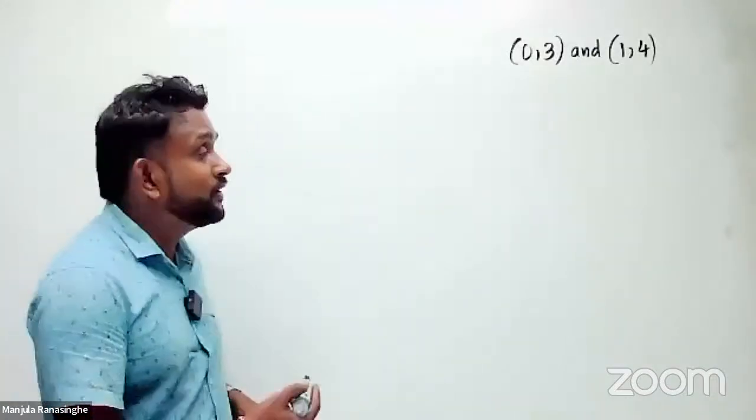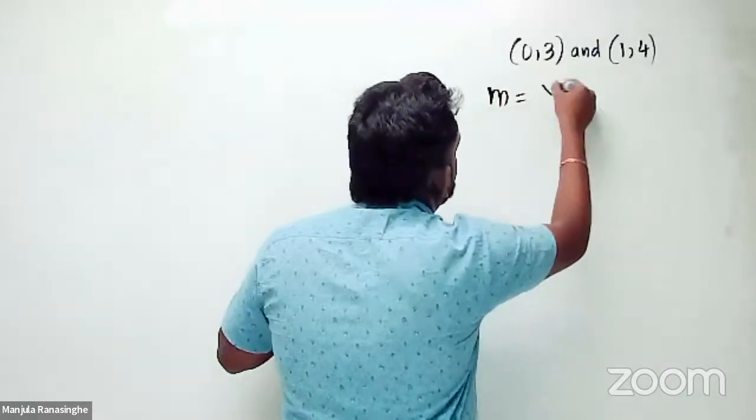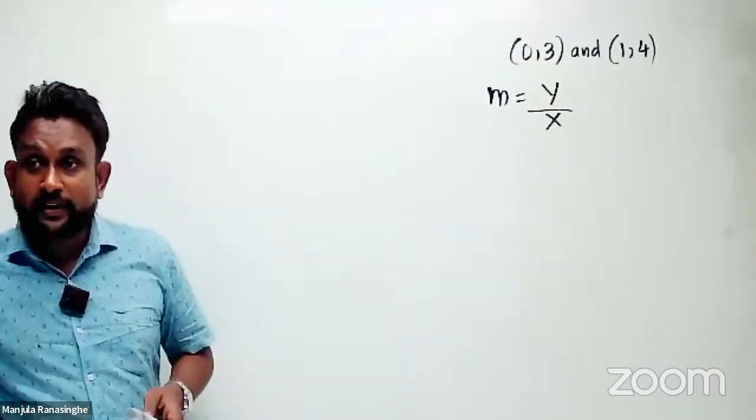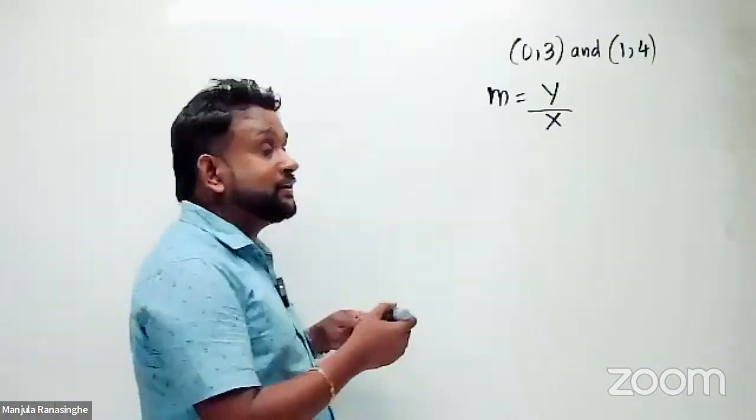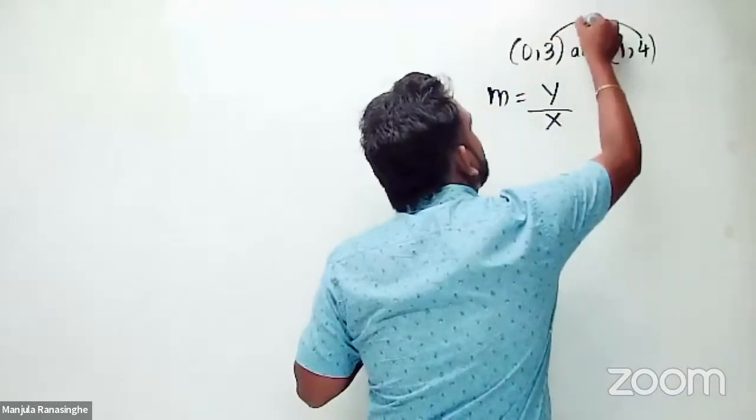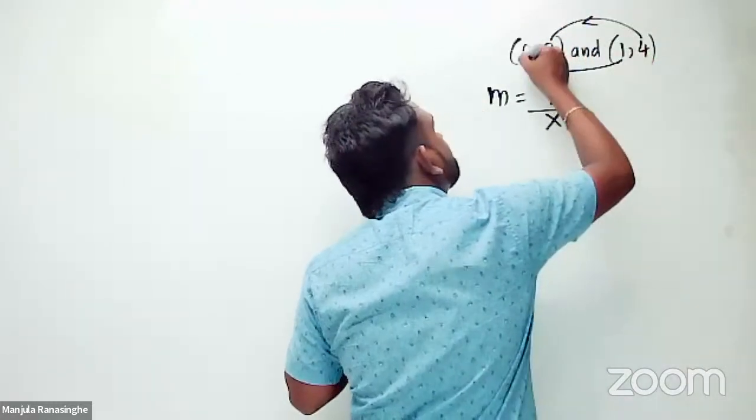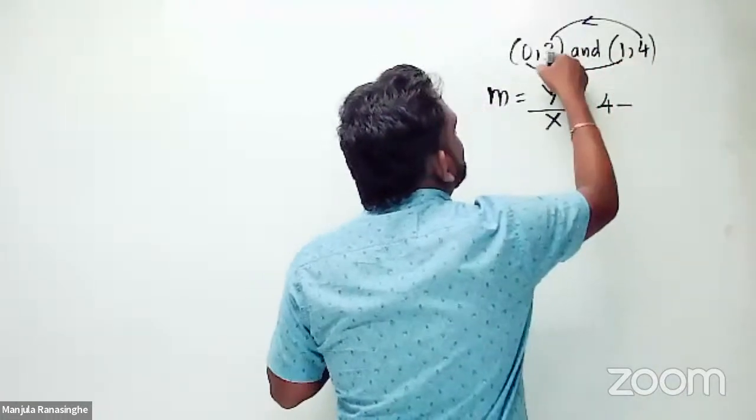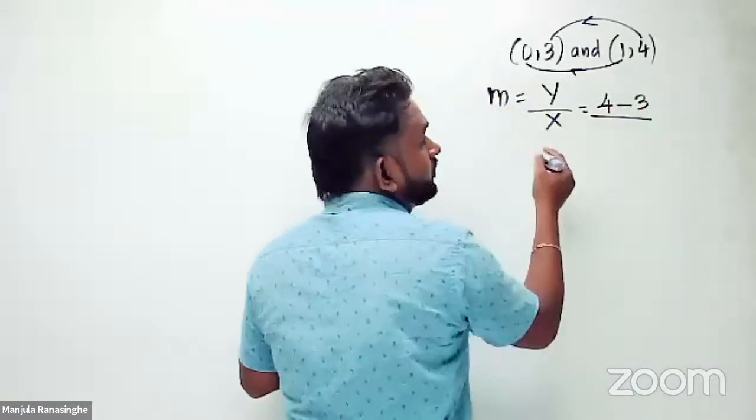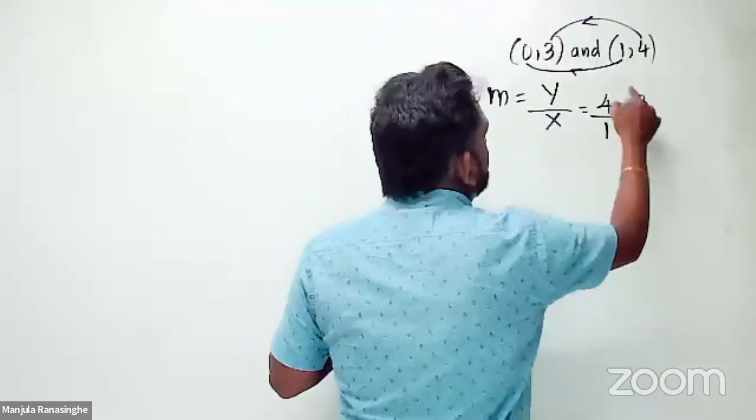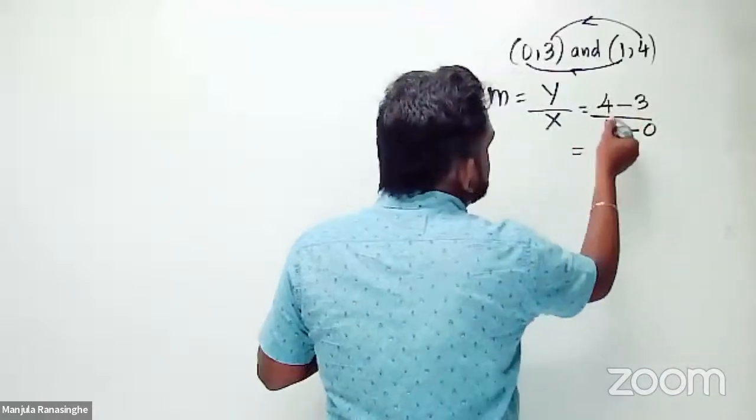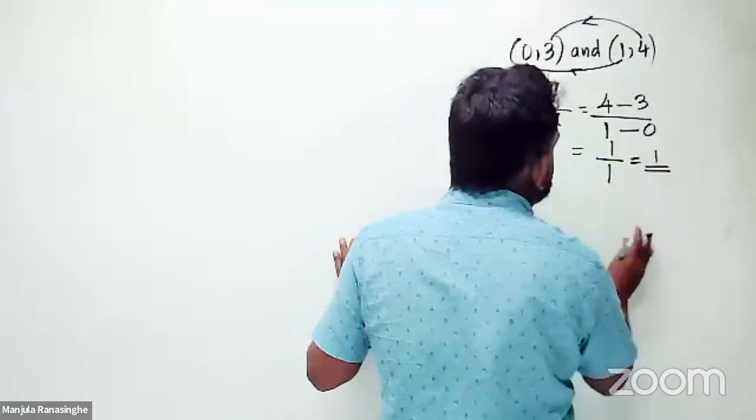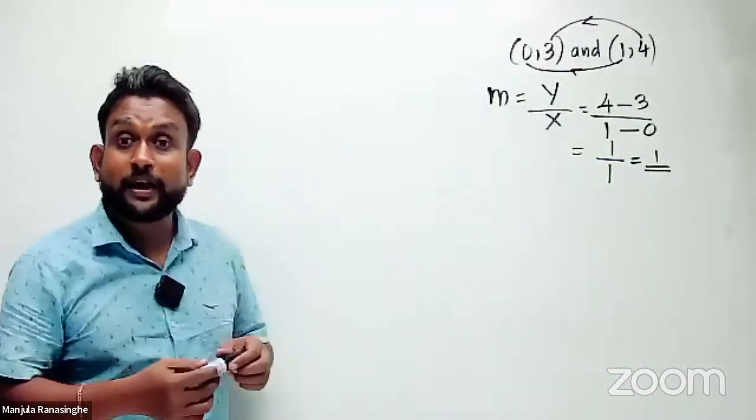So how to find the gradient? Gradient is the y coordinate difference over the x coordinate difference. From both points you take the y difference, and you have to take the x difference also. So how to take the y difference? Here y is 4, subtract y 3, upon the x difference. Here x is 1, subtract x is 0. So 4 minus 3 is 1, upon 1. 1 upon 1 means 1. Okay, so that is the gradient.